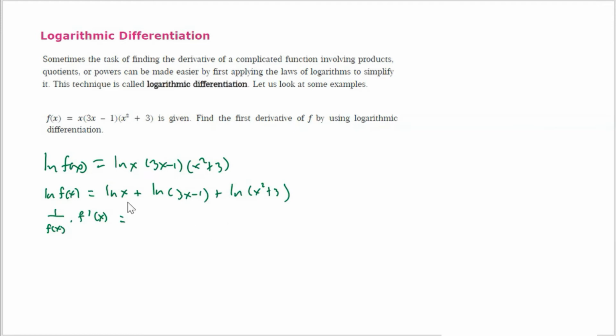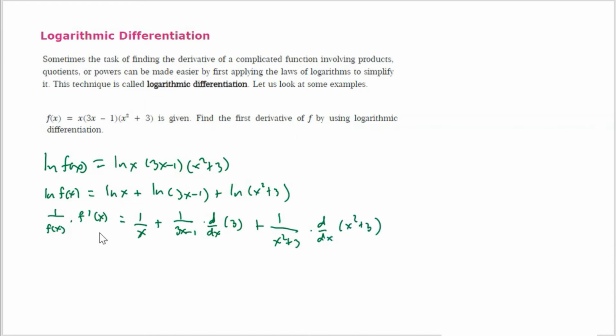So we're gonna take the derivative of each term. So derivative of ln of x is equal to 1 over x, plus the derivative of ln of 3x minus 1 is equal to 1 over 3x minus 1 times the derivative of 3x minus 1, which is 3, plus the derivative of ln of x squared plus 3 is equal to 1 over x squared plus 3, and then take the derivative of x squared plus 3.